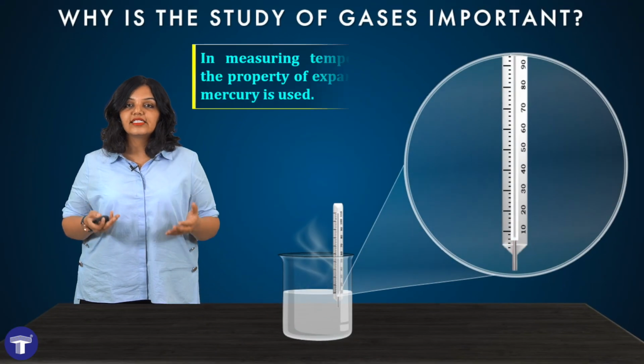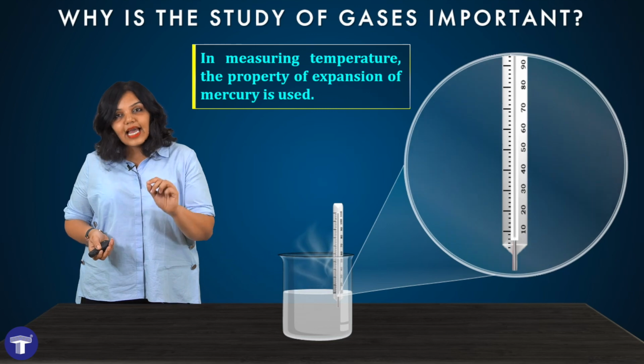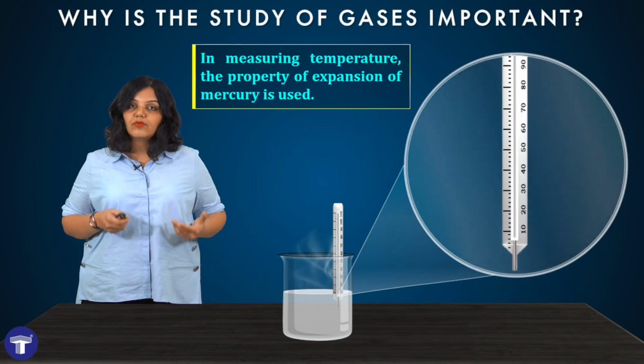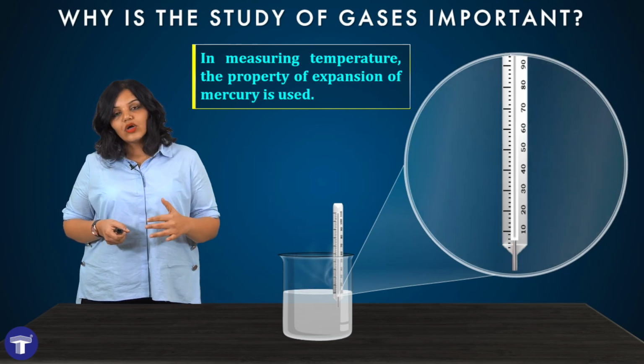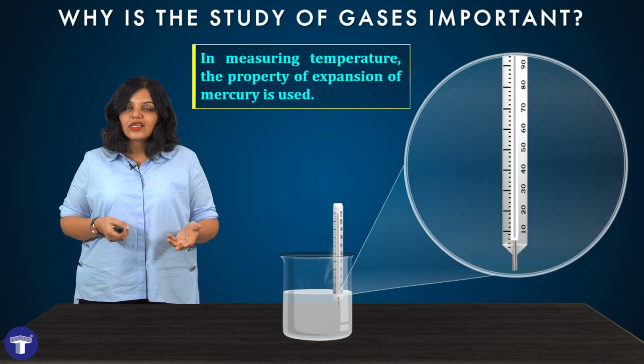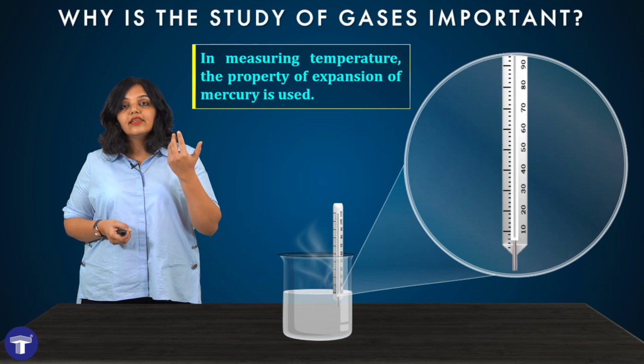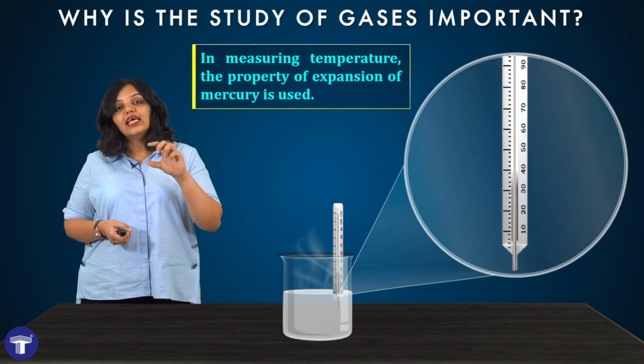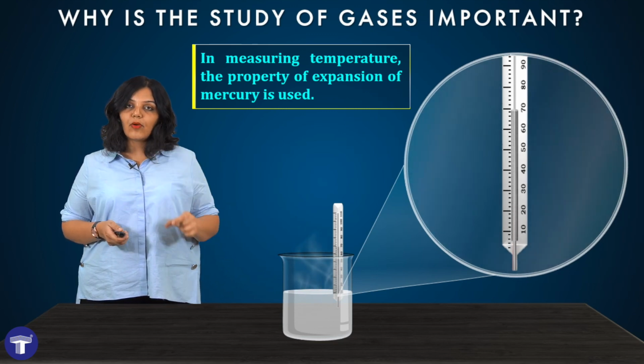The first question that comes to mind is, why is the study of gases important at all? And we began to answer this question in the chapter on thermal properties. There we saw that in measuring temperature, the property of expansion of mercury was used. Mercury absorbs heat and expands in reaction to this, and this expansion is what we measure in the thermometer.